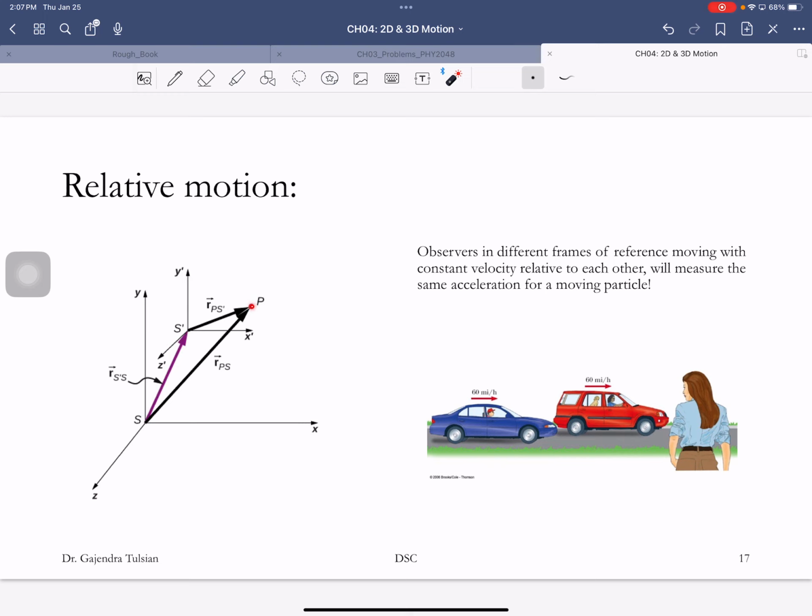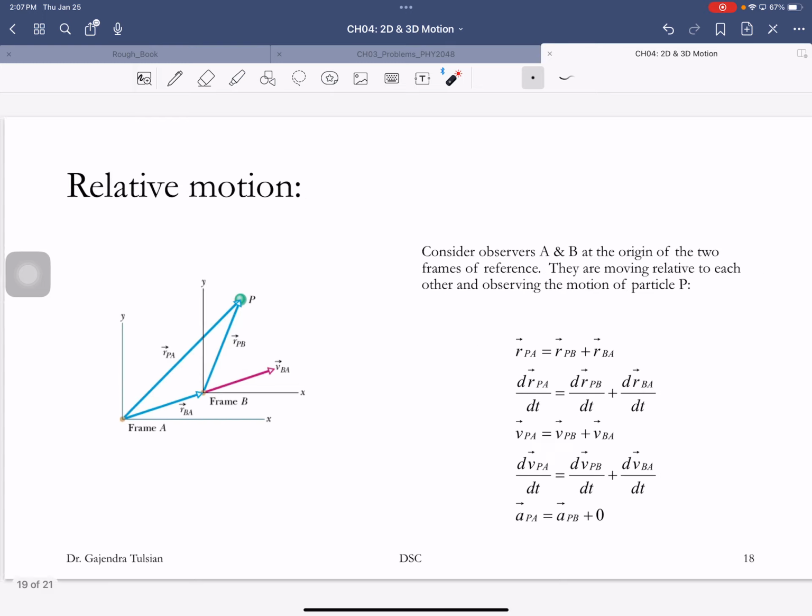So let's say something happened here. Here's a ball tossed in the air. The position vector this person sees is that. The position vector this person sees is that. And the two position vectors are related like so.